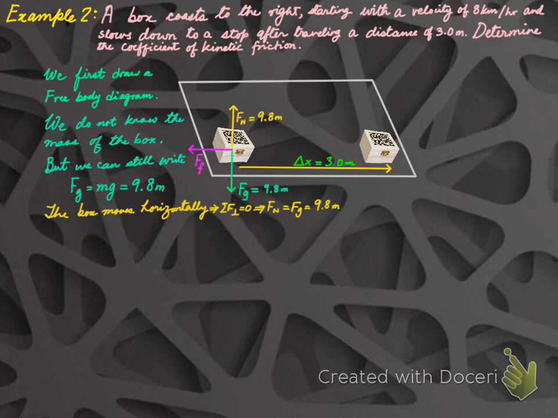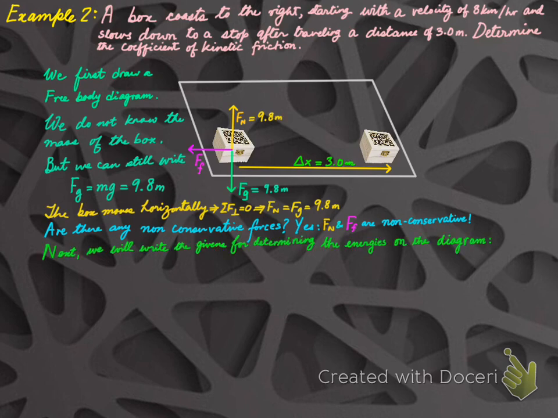Now, let us label our givens on the diagram, as I did in the previous example. Oh, but before we do that, are there any non-conservative forces? Yes, an emphatic yes, because there are 2 non-conservative forces. The normal force and the force of friction are non-conservative. Next, we'll write the givens for determining the energies right on the diagram because it's helpful to do that.